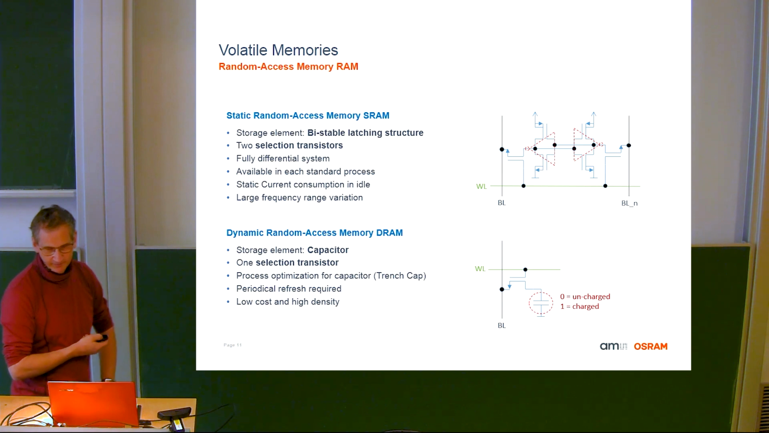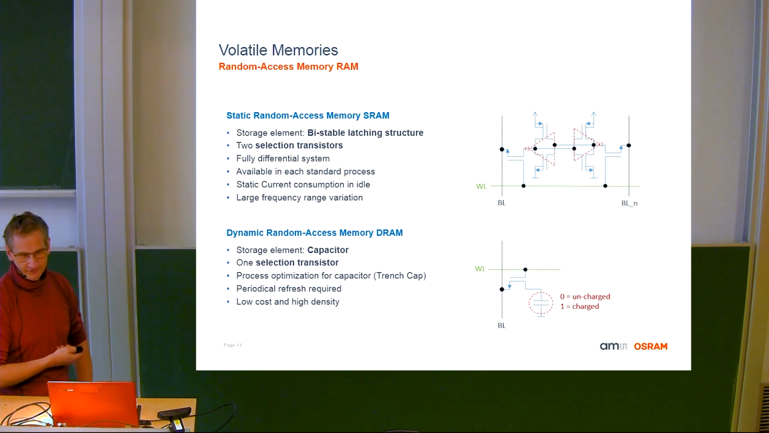So that's a dynamic RAM. It's always running. You cannot switch it off. On the static RAM, once it is stored, you can really lower the voltage down. It will stay always active. You can really lower down the voltage to save power.